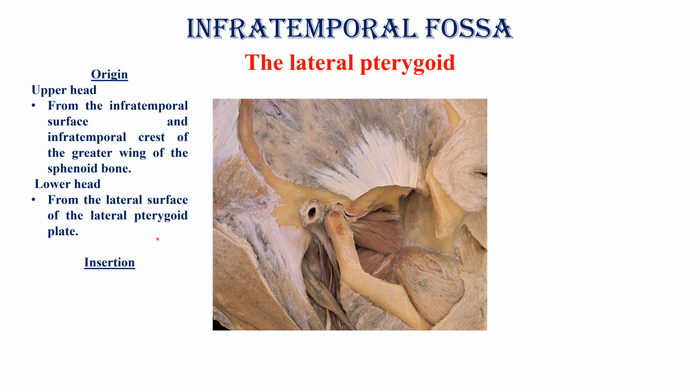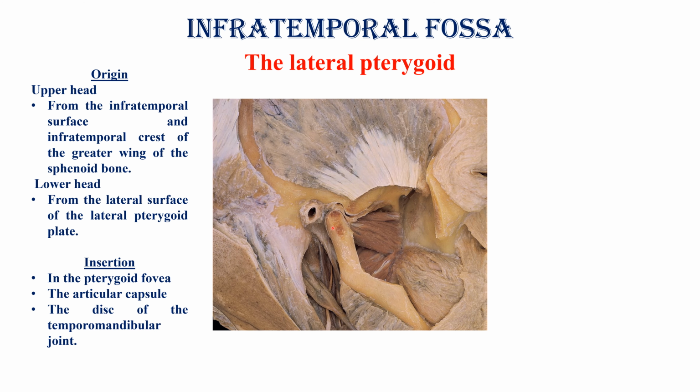The insertion of the lateral pterygoid is in three parts: in the pterygoid fovea on the neck of the mandible, that is the lateral pterygoid here, to the pterygoid fovea; the articular capsule of the temporomandibular joint; and the disc of the temporomandibular joint, which you can see over here inside the joint itself. This is the insertion of the lateral pterygoid.